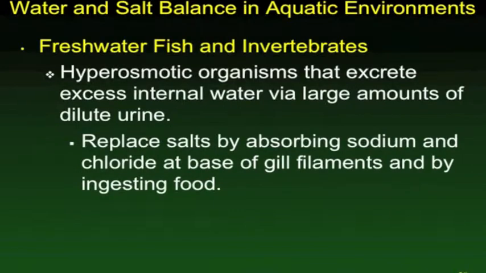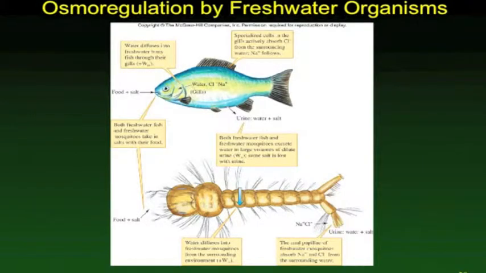Freshwater fish, on the other hand, are constantly taking on water, so their problem is getting rid of the excess water, and so they have very, very dilute urine, and they're constantly urinating in order to eliminate that excess water. But then they have to replace the salts in their body because they're losing that, so they absorb salts by special cells in their gill filaments that are actually transporting salt from the surrounding environment into their bodies. And they also get salt from the food that they eat.